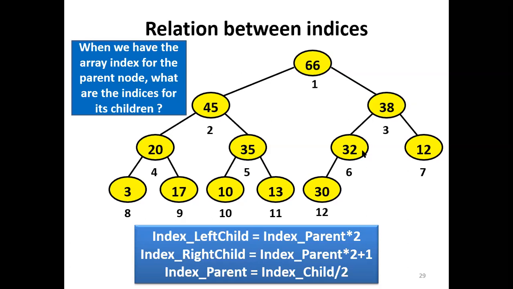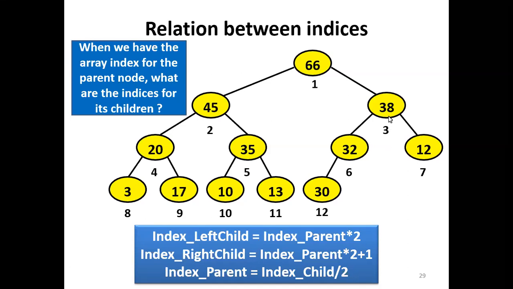The same thing is applicable at this node. So if we know that this node has the index number 3, we can multiply it by 2 and add 1 to get the index number for the node 12. Likewise, we can find the index number of the parent using the child's index number, either directly or approximated.